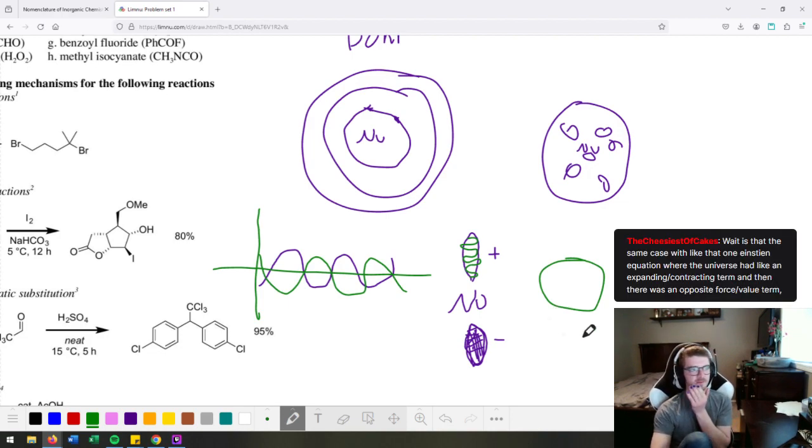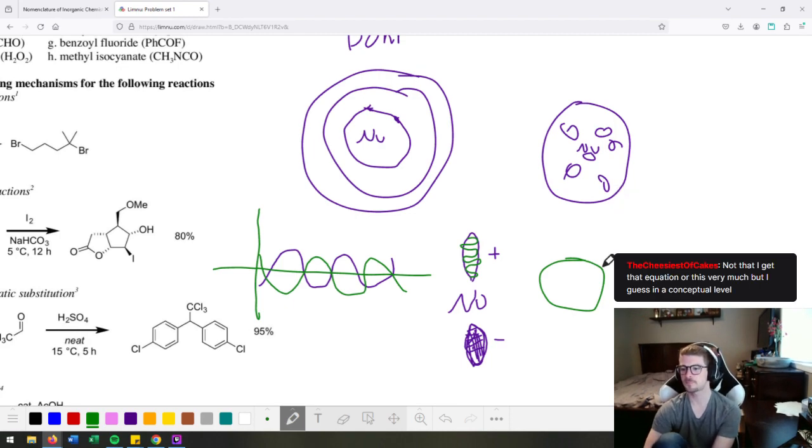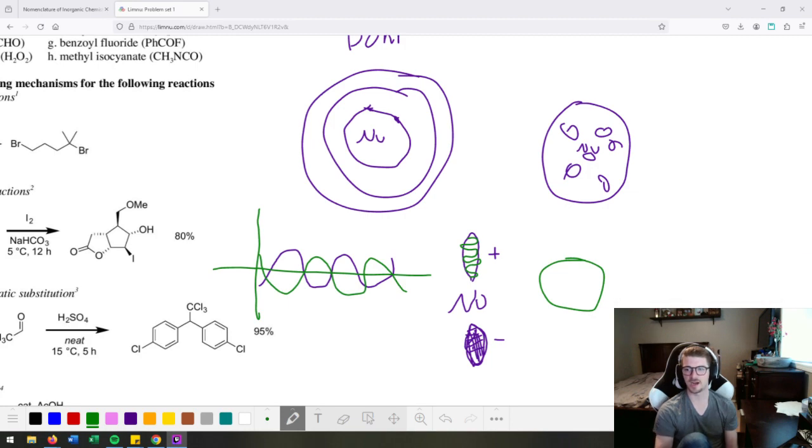I'm just trying to think if there's a negative component of a spherical orbital, but is that the same case of the Einstein equation where the universe had an expanding contracting term, there was an opposite force value term? No. So I don't think that's comparable here, because that was, oh boy. Yeah, so that's when he was talking about his special relativity. And yeah, I don't think that this is the same thing.